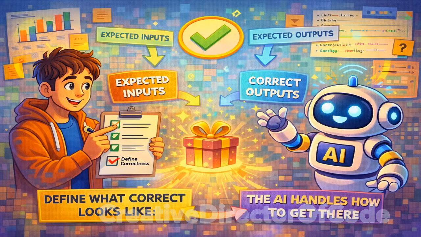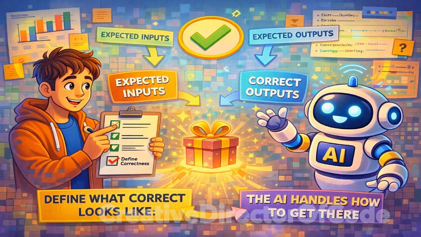Here's how to use TDD with AI in practice. During your planning phase, identify the key behaviors and edge cases. Then write the test cases first, or have the AI help you write them. Review those tests carefully, because they are your specification. Once you're confident the tests capture what you actually need, let the AI generate the implementation to make them pass.